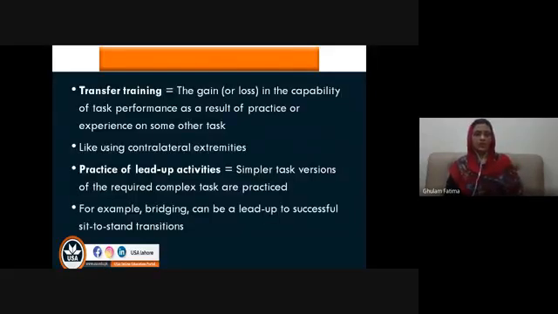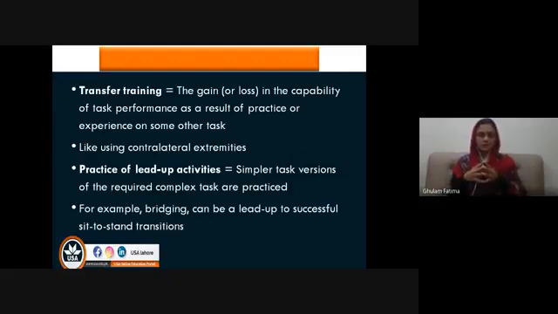Then we have transfer training. Sometimes the patient is not able to perform an activity with the affected limb, so what can we do? Meanwhile, we can use the contralateral extremity, and it is seen that by using the contralateral extremity, there is some transfer of training to the affected limb. As you know, even when this limb is not moving, if we are doing some resisted training of the normal part, then the other part of the body has to work as a fixator and stabilize the whole body. So its muscles have to be recruited.